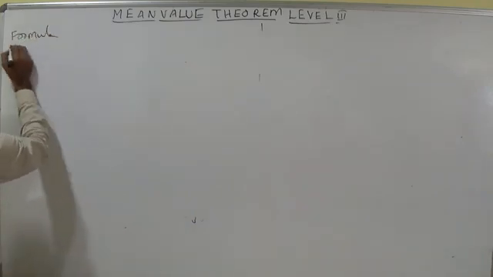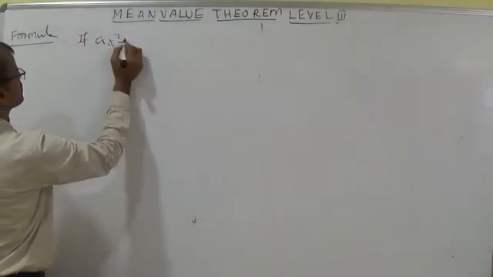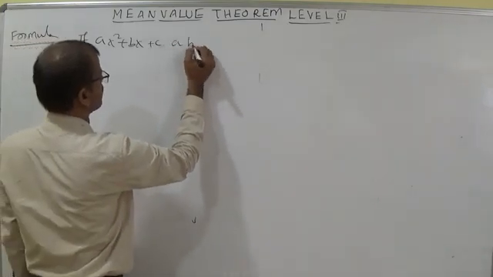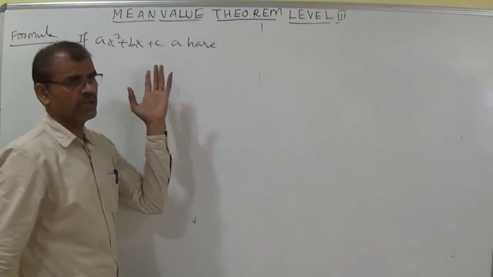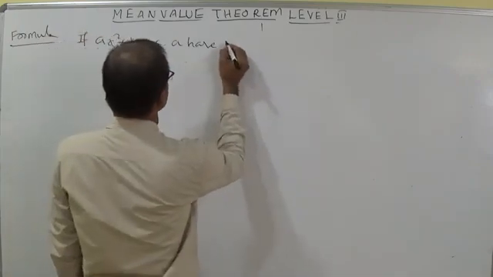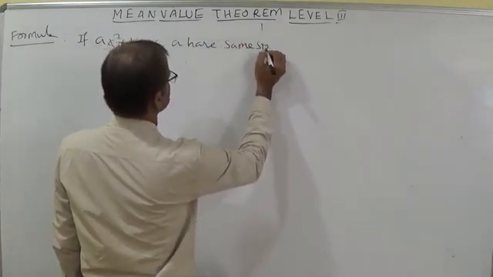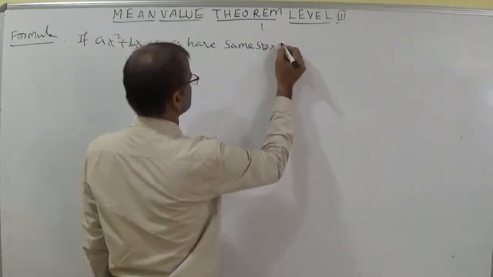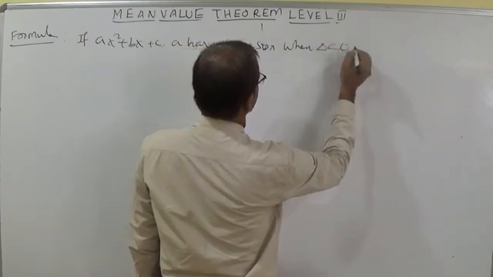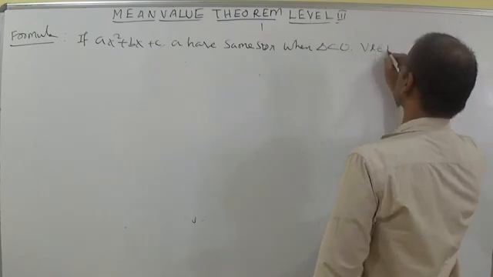Before discussing the formula, if ax square plus bx plus c, this is a quadratic equation. You will be learning the proof of this theorem in second year quadratic equations. ax square plus bx plus c and a have the same sign when delta is less than 0, for all x belongs to R.